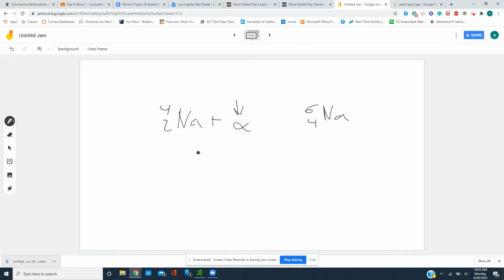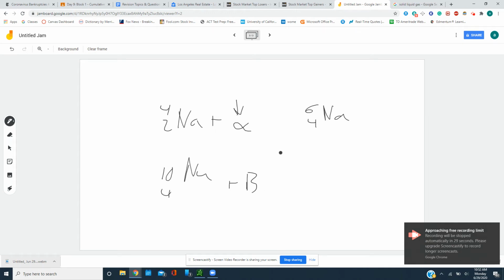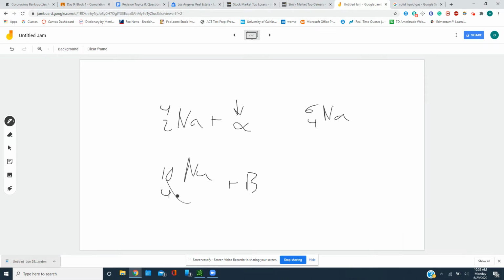For the beta particles, what happens is, let's say 10 4 and A, and also these are just hypothetical numbers. And then a beta happens, which kind of looks like this. What ends up happening is the amount of protons changes. So two neutrons would become protons. So then it would just become 10 6 Na.